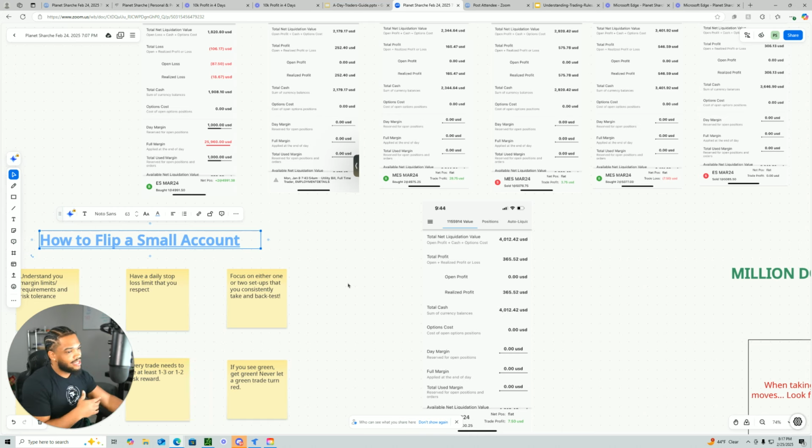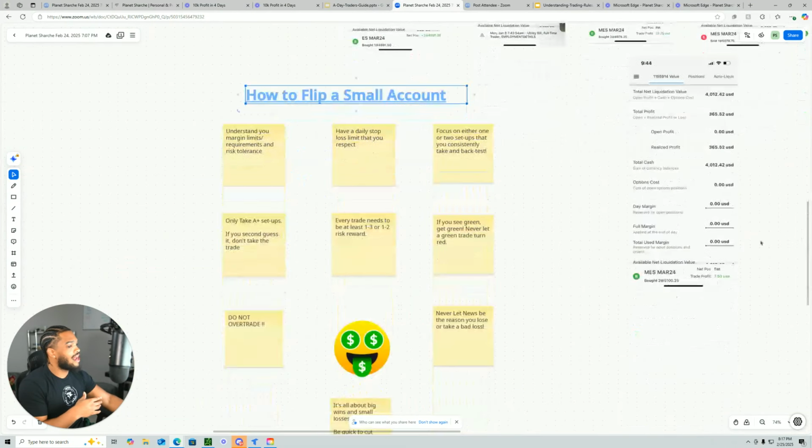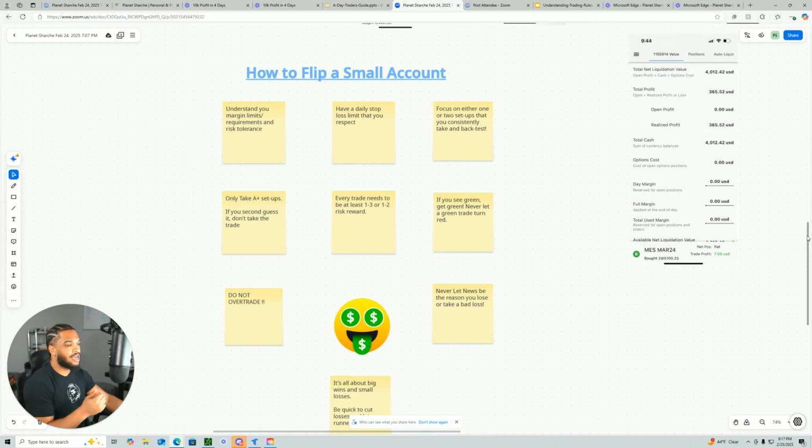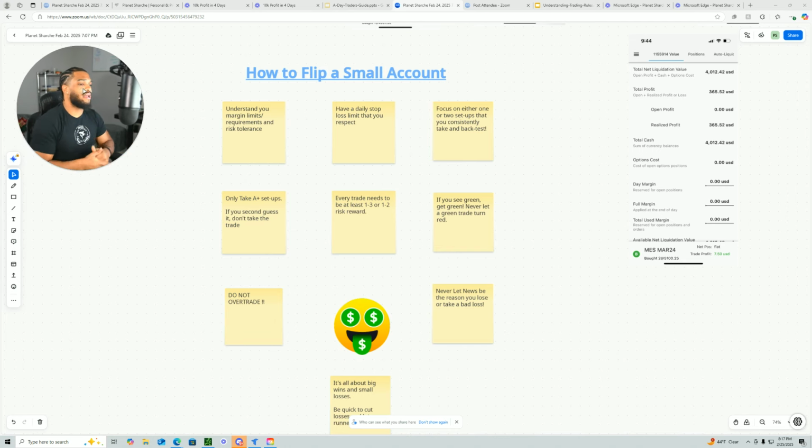So what I want to do is go into breaking down how to flip a small account and how you can flip a small account every time. You don't have to have a whole bunch of money to make money in the stock market. You can have $500. You can have $1,000. You can have $2,000. You can have $200. When it comes to making money in the stock market, you don't need a lot of money. So let's get that into your brain off rip.